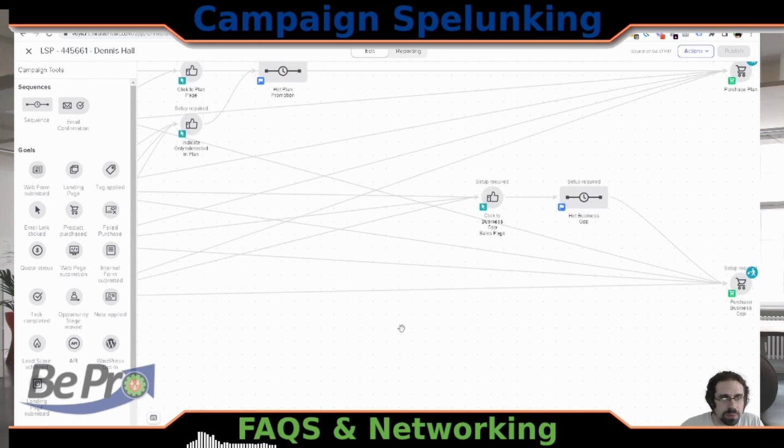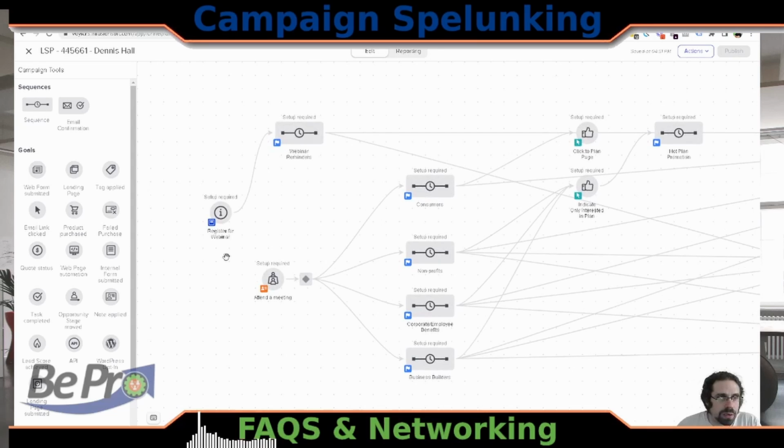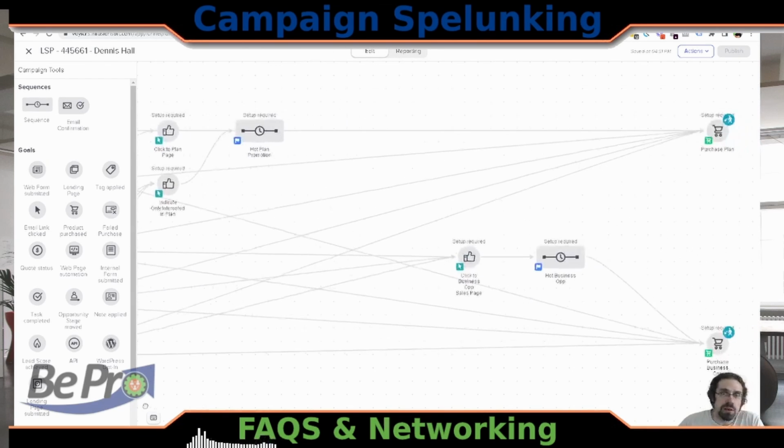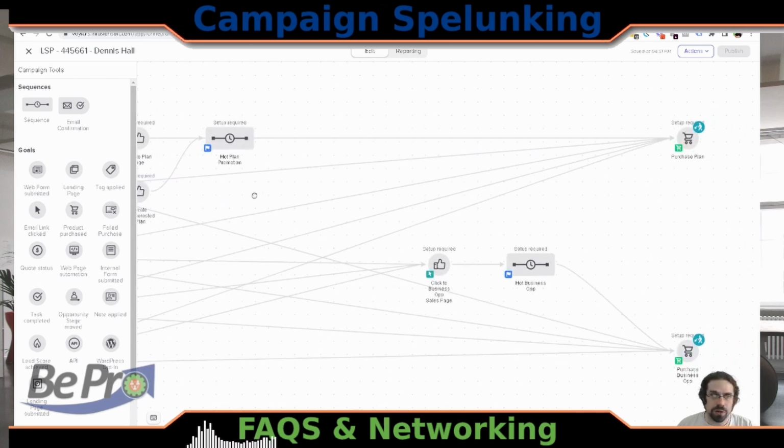This is a really simple kind of little model where we get people in through basically one of two ways. We do some segmentation, and then if they click to buy one of the two things, we follow up with them. And then again, we even have some cool advanced segmentation here where if they say, yeah, I only want the plan, I don't want the business op, then great, they get pulled up into there. So that is what we're doing today on Campaign Spelunking.